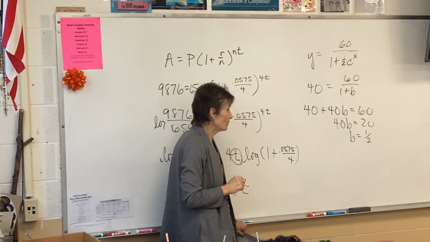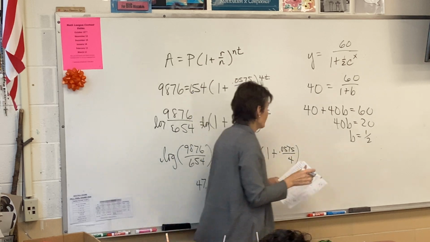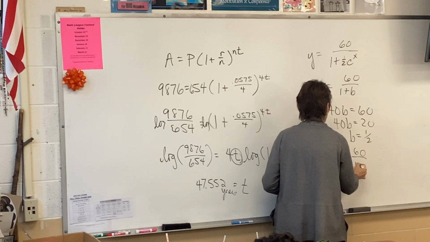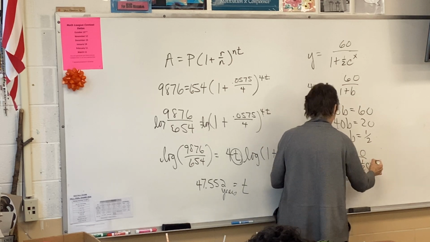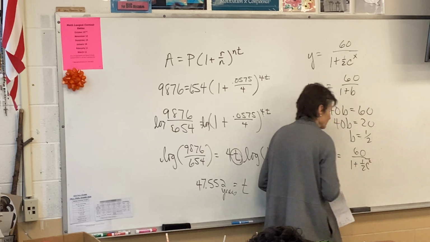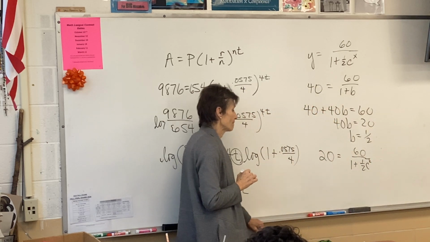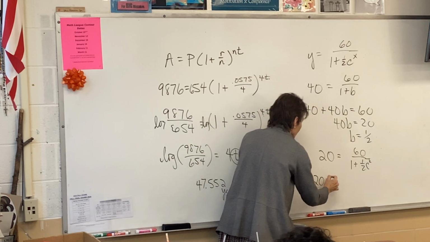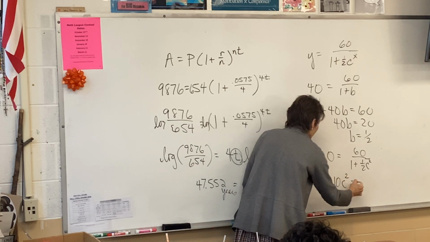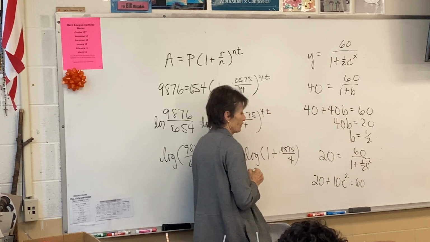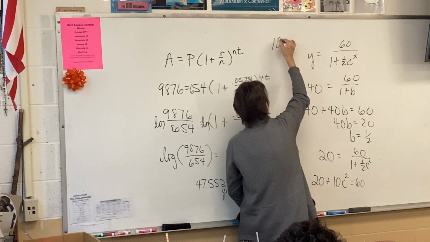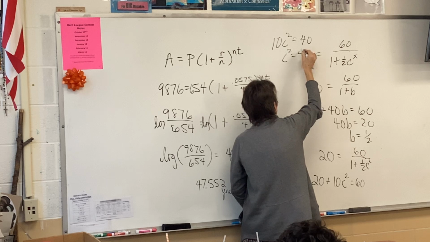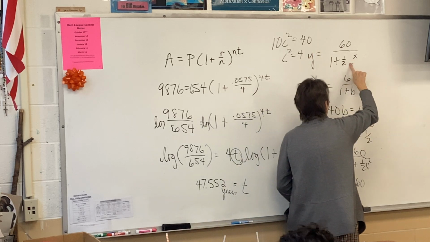So now what do I do? Put 20 equals 60 over 1 plus 1/2 c to the second. Times both sides. So I'm going to bring this over, so I have 20 plus 10c squared equals 60. Minus 20. So 10c squared equals 40. So c squared equals 4, and c equals 2.